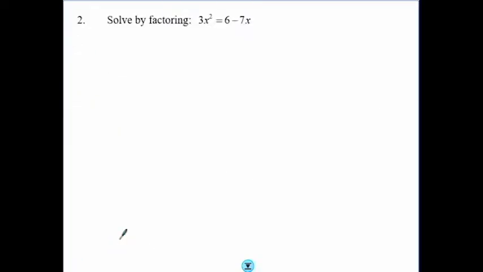The other thing we need to know before we can solve systems of equations is how to factor. I'm going to show you two different methods for factoring. You can use whichever of these methods you prefer, or if there's another method that you know that works, you can use that as well.